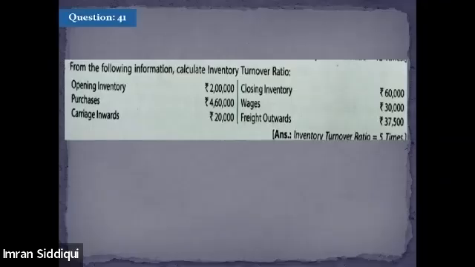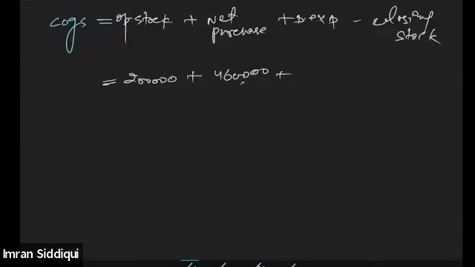Direct expenses. Carriage inward is a direct expense. Freight carriage inward and wages are direct expenses. Freight outward is an indirect expense. So we'll add 20 plus 30. That will be 50,000. And subtract the closing stock, which is also given in the question. Closing stock is 60,000.